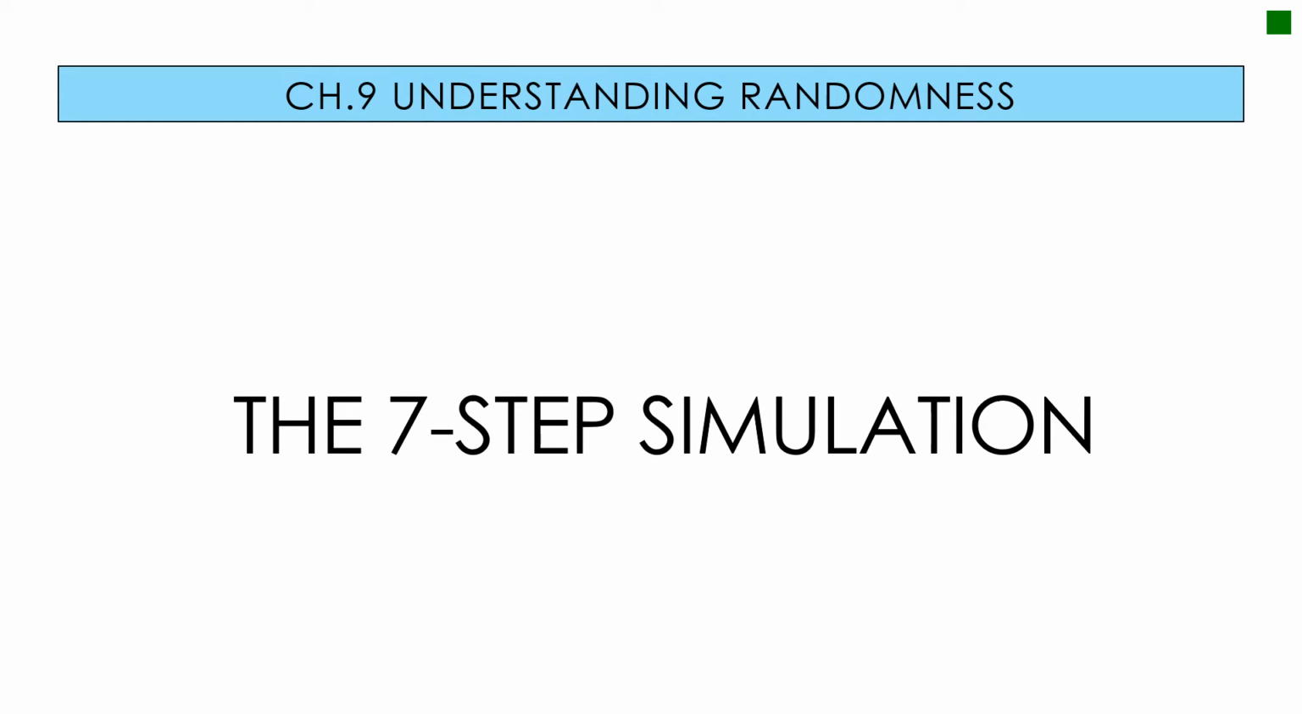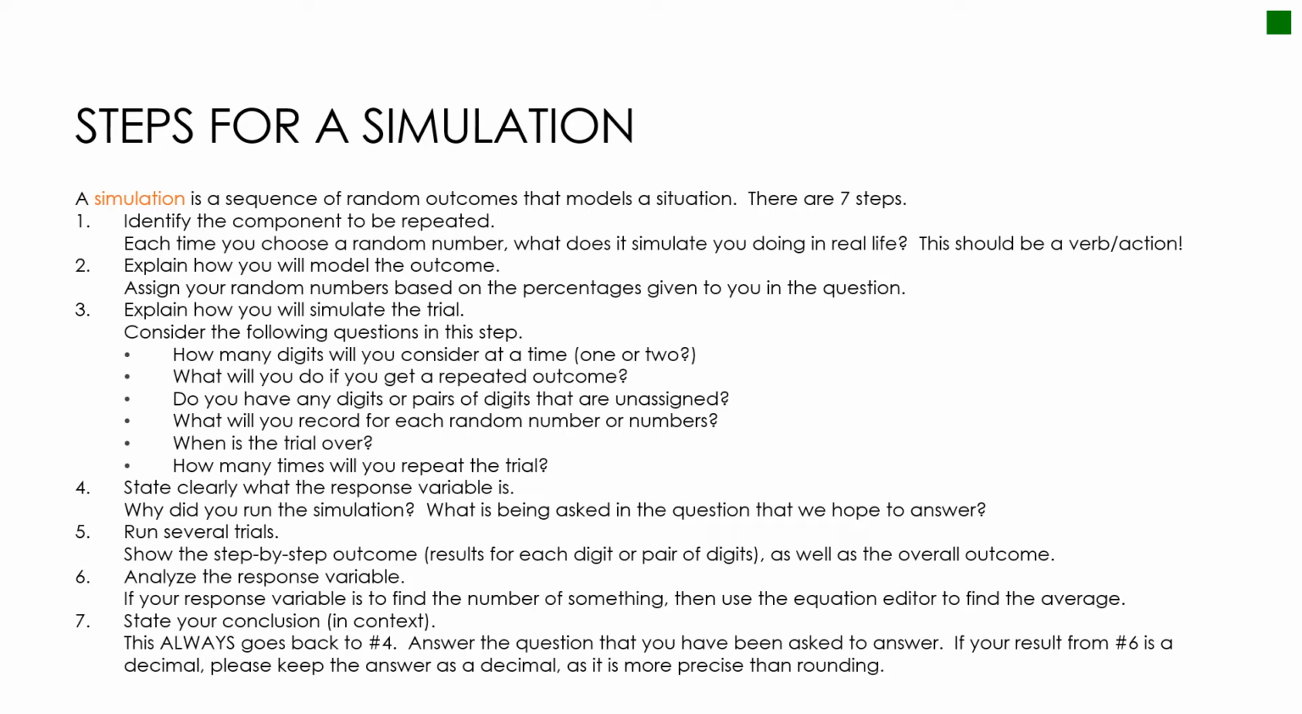Now that we've had a good preview of simulations, let's take a look at the full 7-step simulation process. So we're going to look at a simulation, which is basically a sequence of random outcomes that models a situation. There are 7 steps for us to create this, and I apologize that the writing is so small, but I wanted to put this all on one page so that you could maybe take a screenshot or something like that to use as a helpful tool moving forward.